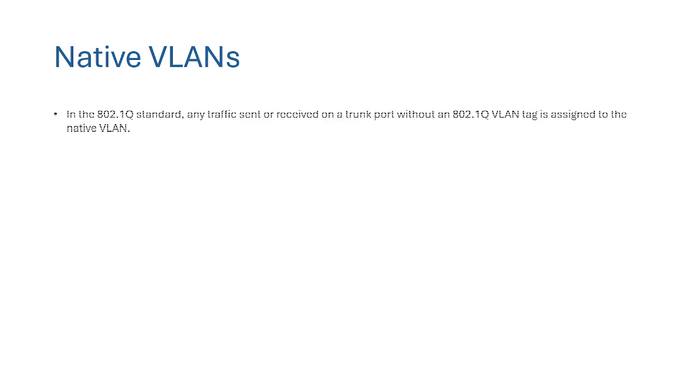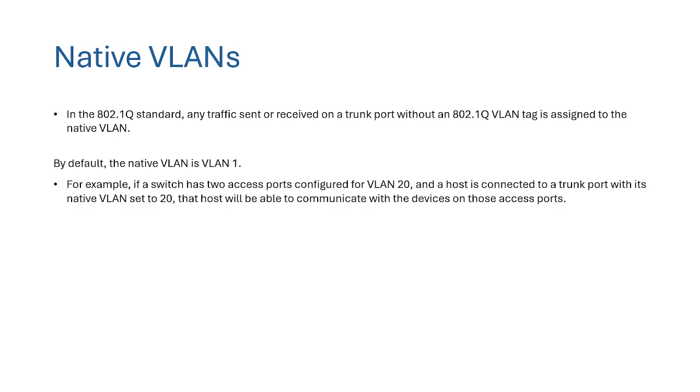Okay, we discussed access ports and trunk ports. I mentioned twice that there is something called native VLAN. In the 802.1Q standard, any traffic sent or received on a trunk port without an 802.1Q VLAN tag ID is assigned to the native VLAN. By default in Cisco switches, the native VLAN ID is VLAN 1.